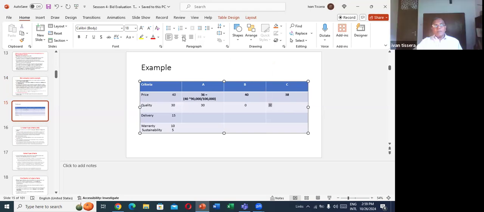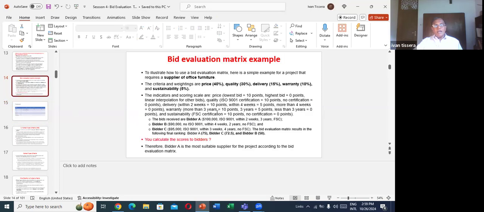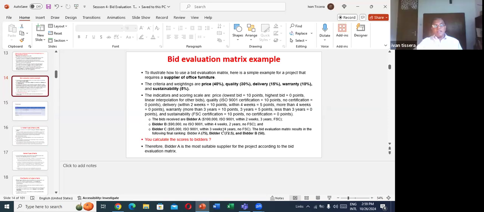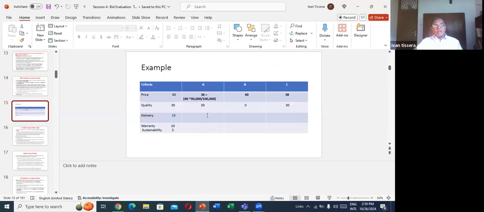Then delivery. How is the marks? What is the question say? Delivery within 2 weeks, 10 marks. Within 4 weeks, 5 marks. What is the question say? A within 2 weeks, he get the maximum, ne? Right? A 10 marks. B, 3 weeks, ne? 7.5, ne? Right? A 10 marks.